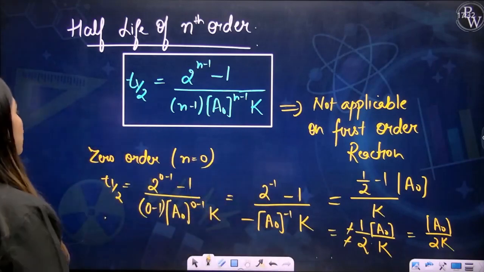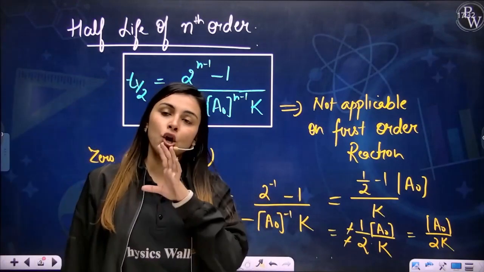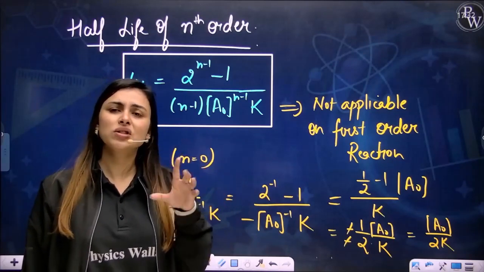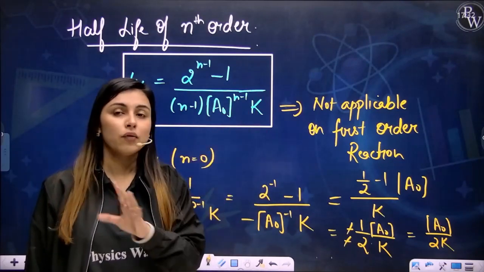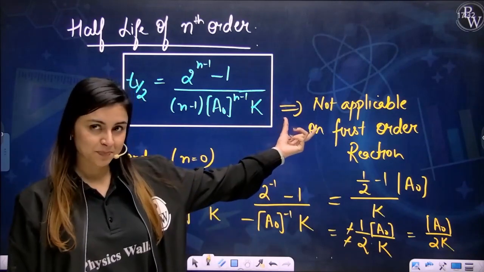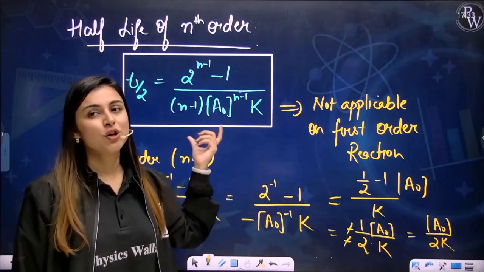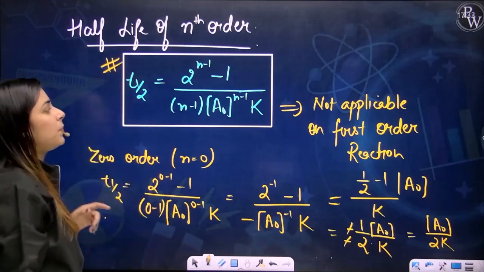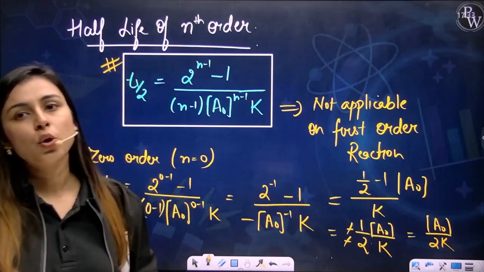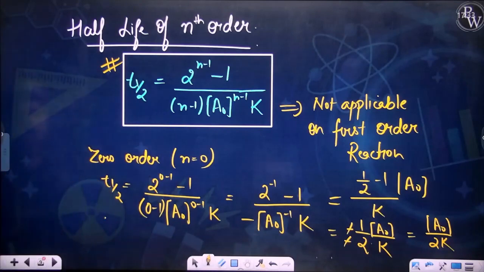So this formula is actually applicable on all the orders of the reaction, 0, 2nd, 3rd, 4th. Whenever you are asked for the half-life expression for any order of reaction except the first order reaction, you only have to use this formula. So you just need to memorize this one simple formula. I hope you're clear with this. Pause the video, write it, and then we'll move forward. I hope you've written it.